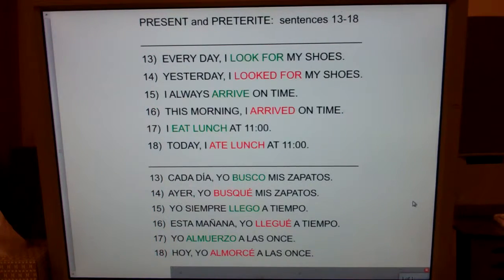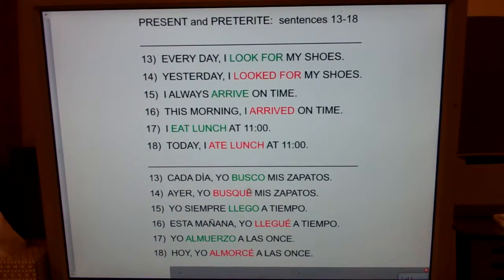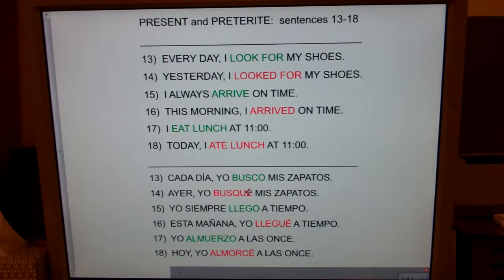Okay, so every day I look for my shoes. Now, if you're having trouble with cada, type in C words. There are 5 C words that a lot of my students get confused: cada, casi, caja, cada. So check that out if you have trouble with cada. And notice, buscar, the car turned into qué, and there's an accent mark.